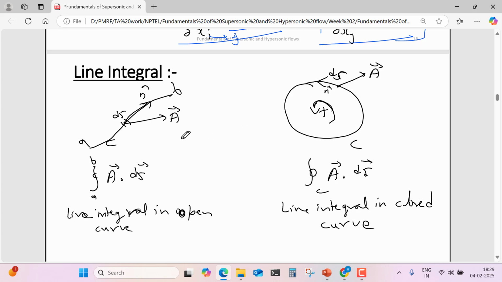Now we will see the line integral. Does anyone have any doubt till now or any question?